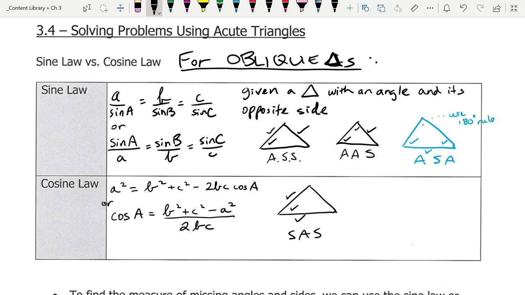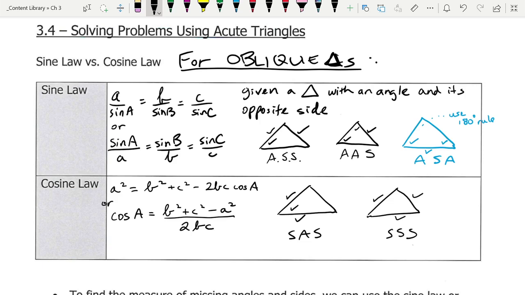And the other one is, what if I'm just given all three sides? Side, side, side. So there it is. That's when I use cosine law and sine law. So there's just kind of a little quick study sheet.